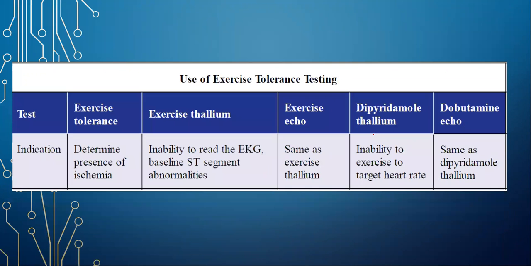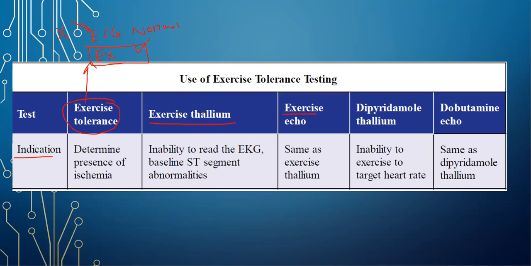So this is all the things that I have discussed so far. First of all, we have exercise tolerance test. We only do exercise tolerance test if two things are there: the ECG is normal and the patient is able to exercise. Now, if the patient is able to exercise but the ECG is not normal, then you have exercise thallium and exercise echocardiogram.